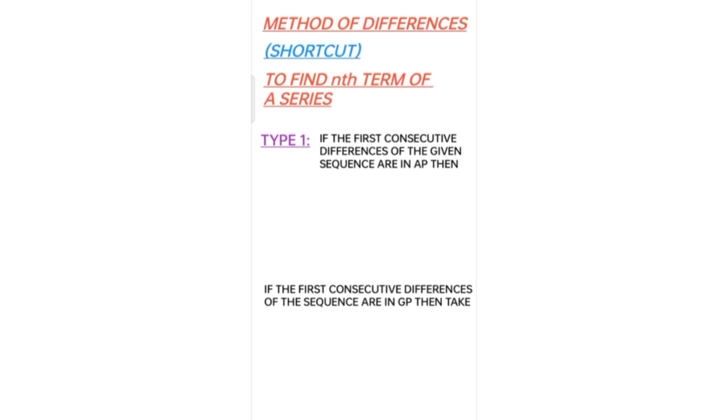There are two types of analogy that you need to follow. If you want to extend, you can even have type 3 and type 4. You'll understand that when we go to the next slides. Type 1 is if the first consecutive differences of the given sequence are in AP. The sequence is not in AP, but the differences between consecutive terms are in AP, then the Tn can be easily found.